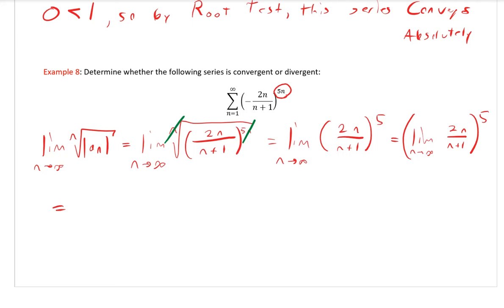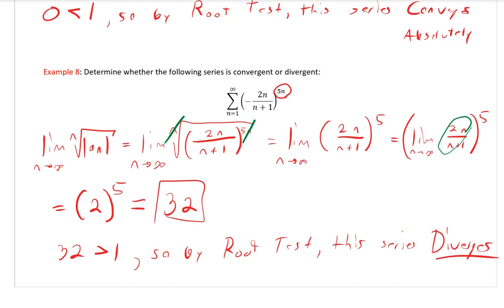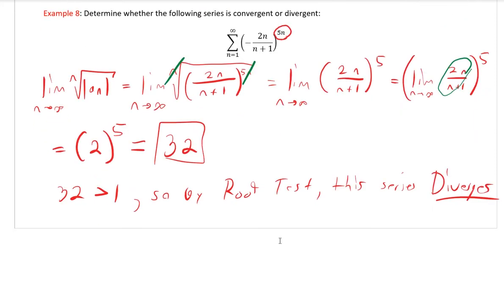And this limit we can evaluate by the leading terms test. The leading terms have the same power. 2n over n means that this limit is going to approach 2, or 2 over 1. And 2 to the 5th power is 32. In this case, since 32 is greater than 1, by the root test, this series diverges. And that's it.